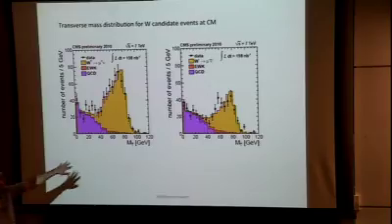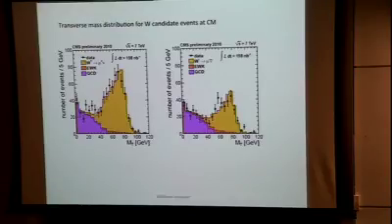Does anyone know why this one is bigger than that one? It's a pp collider, so what? More ups than downs. Right.